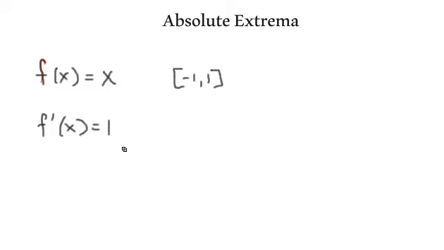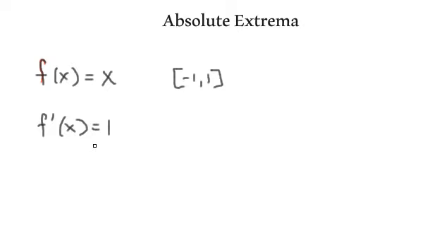Alright, so we're going to start off with something really simple, and I'm going to let my function, first off, let's go with black. We're going to define f of x to be x, and we're going to be on the interval between -1 and 1. Alright, so step 1. I'm going to first take the derivative of this function, and the derivative is just clearly 1. And then what you want to do is set it equal to 0 and solve for x.